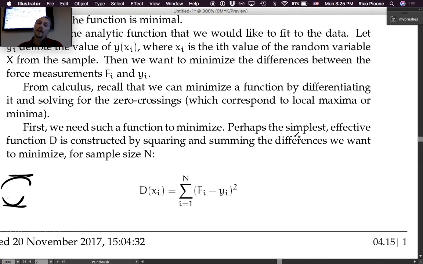There are other things. You could take the absolute value also. The reason that we typically don't take the absolute value is that it is hard to work with.